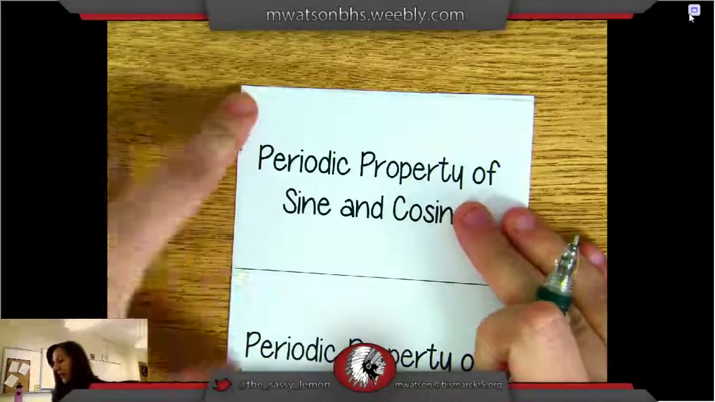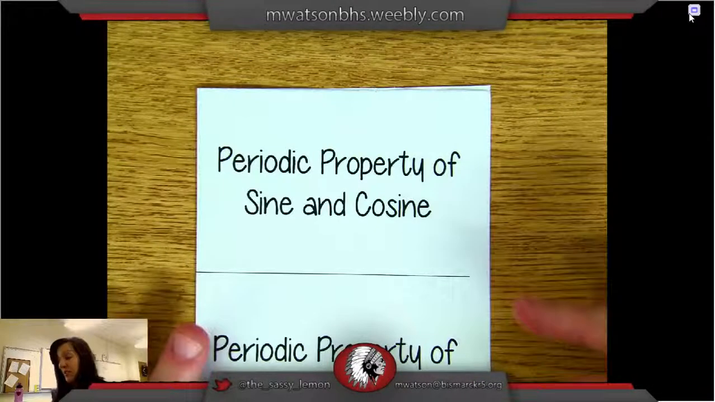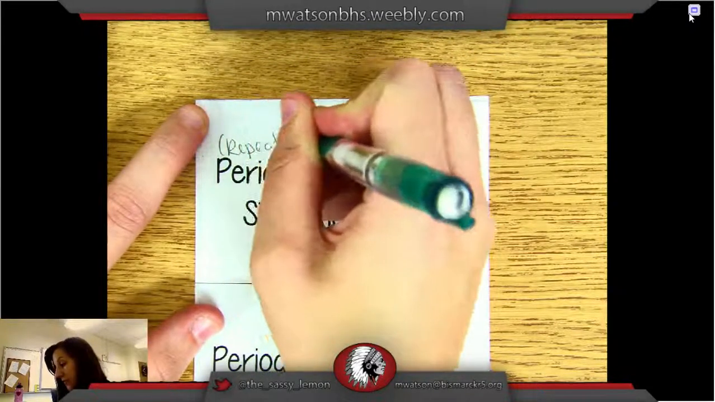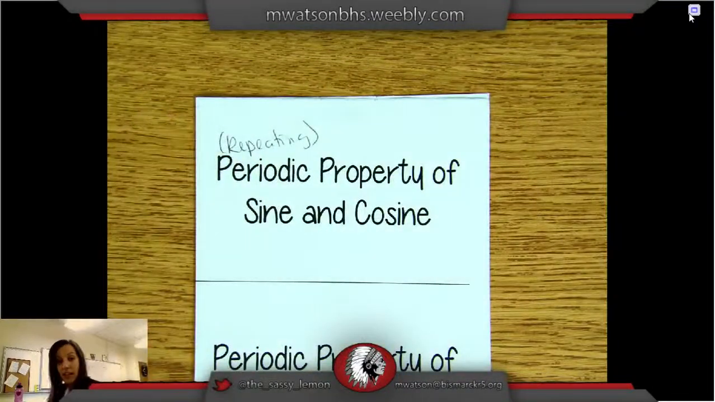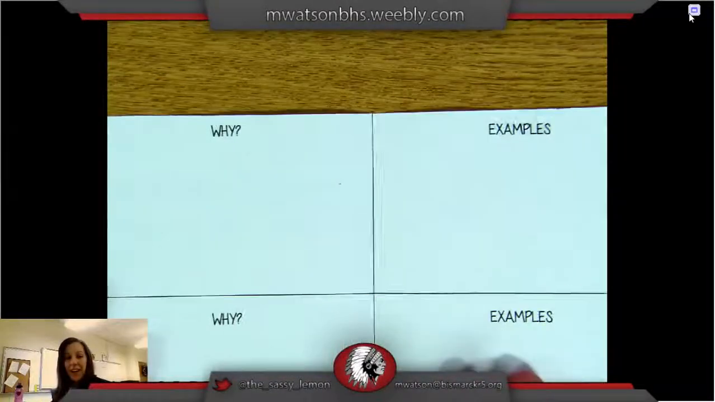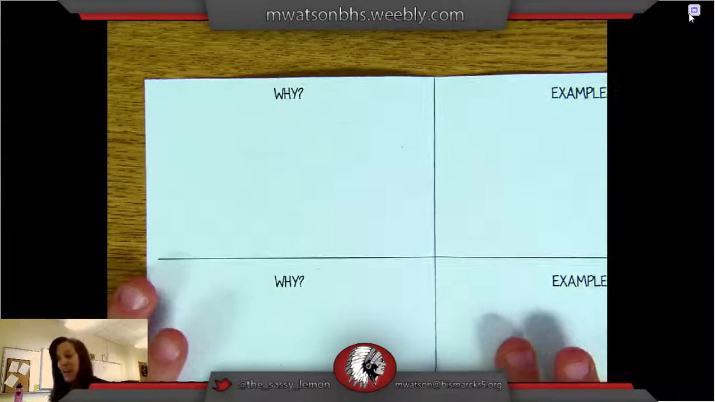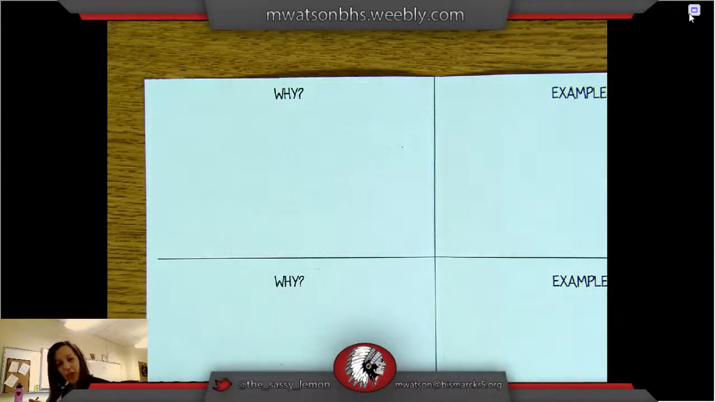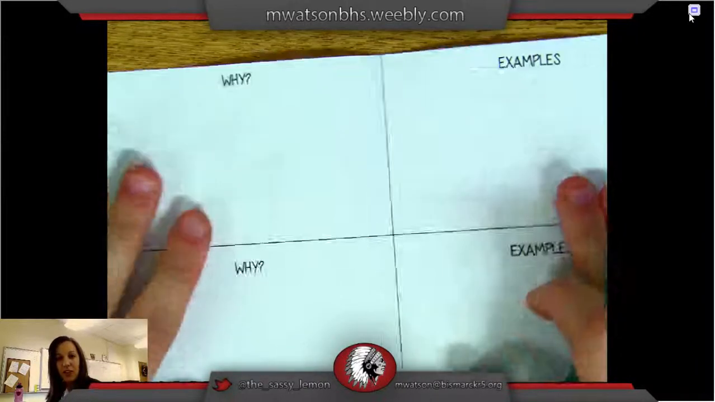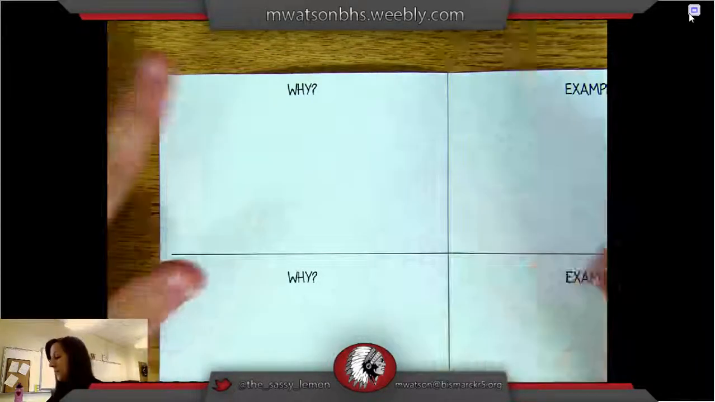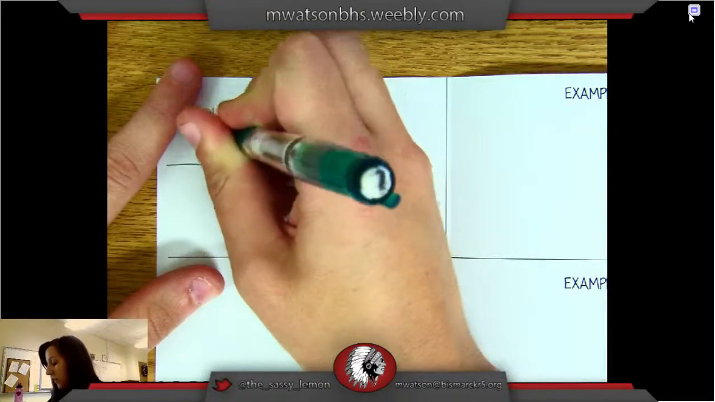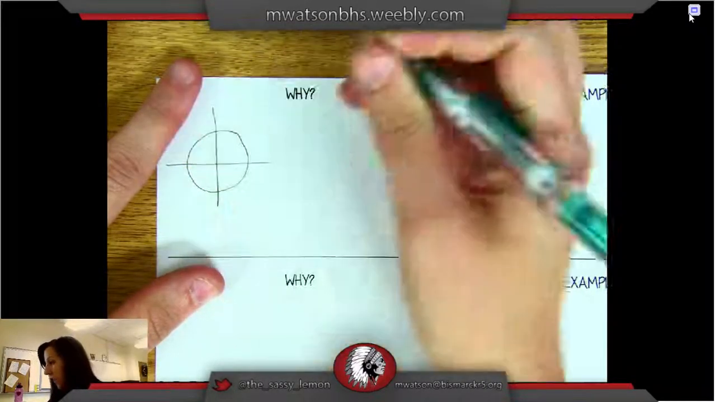So let's start with the periodic property of sine and cosine, which you can think of as the repeating property of sine and cosine. I'm going to start out with bogging your mind down with why. I'm going to let that fester a little bit overnight, but I'm also going to show you some examples to try to give you something concrete. So why? Well, let's start by drawing a circle. We're working with the unit circle here.